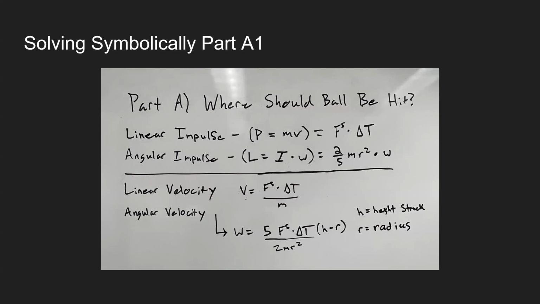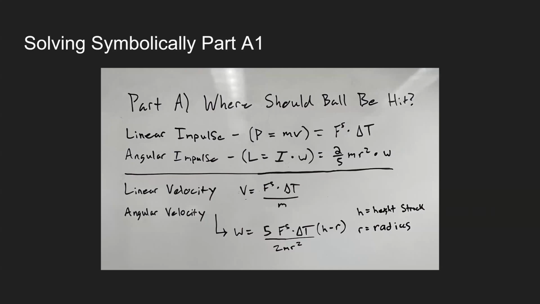Using the internet, we found that the moment of inertia for a sphere is 2/5 mr squared, which we used in the equation L equals I times omega. To get omega in terms that we know, we use the torque equation: torque of the strike times delta T equals delta L, which simplifies to the force of the strike times h times R, where h is the height that we want to hit the ball at in terms of the radius, times delta T equals I omega final minus omega initial, which is 0.